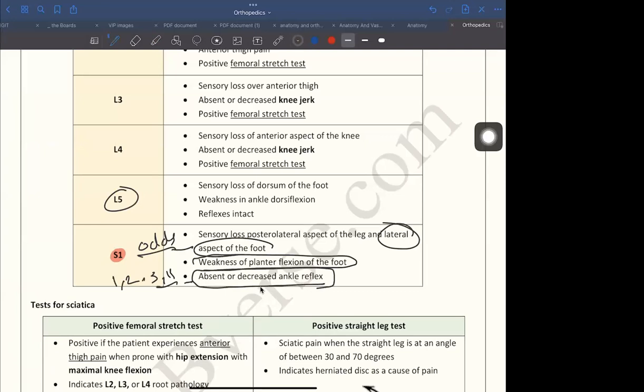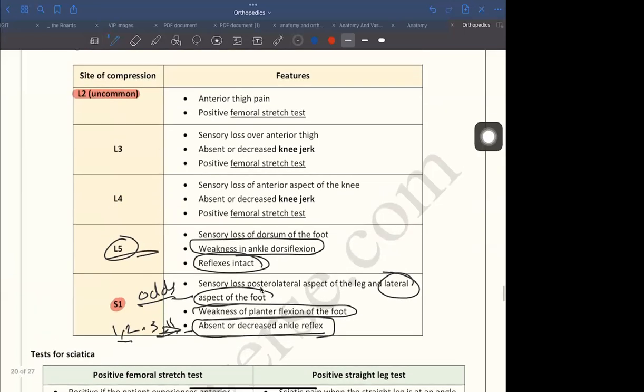So basically, L5 is one of the odds. So it will be loss of sensation on the dorsum of the foot and the outer surface of the leg, all right? Weakness in ankle dorsiflexion. Reflexes are intact because it's 1, 2, 3, 4, so 5 is not involved.